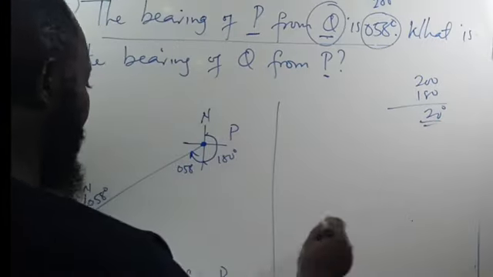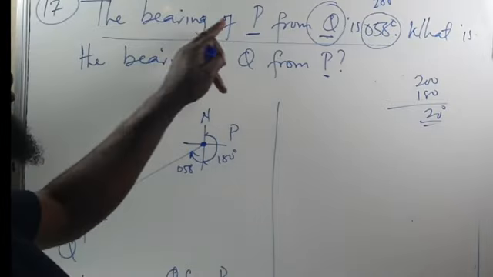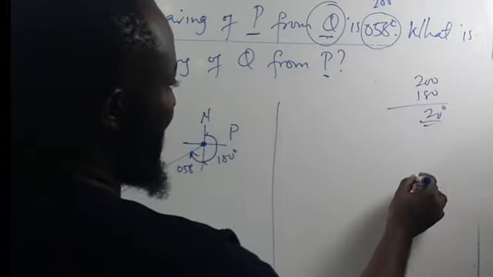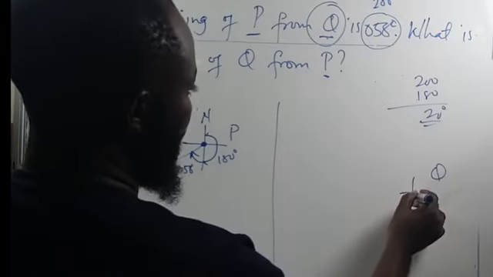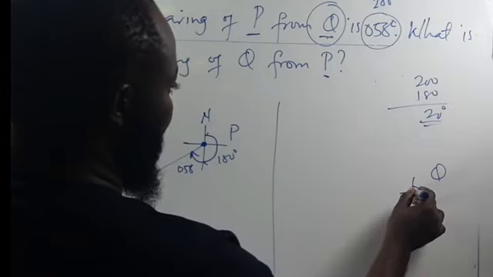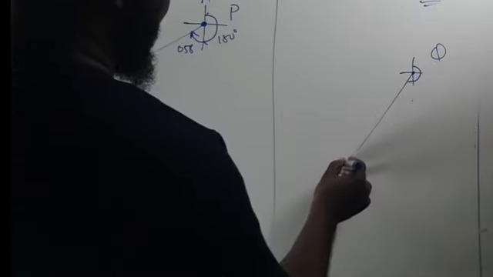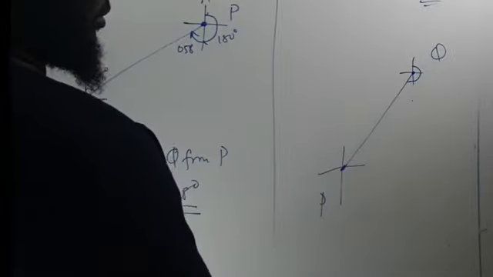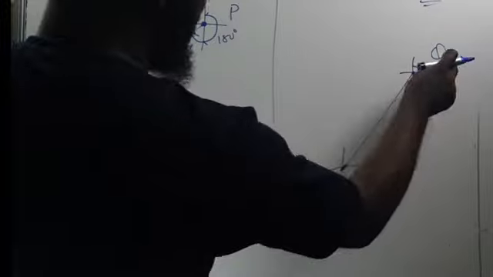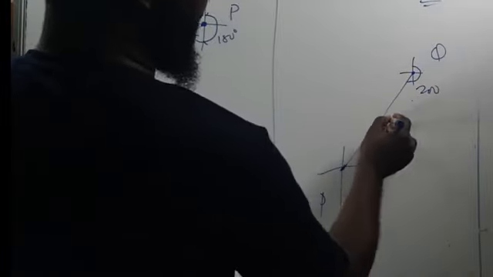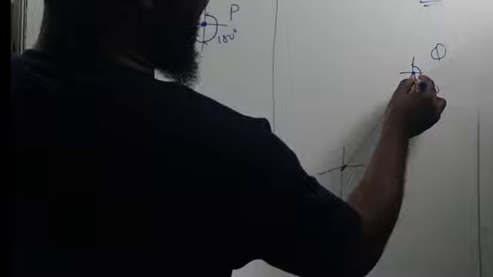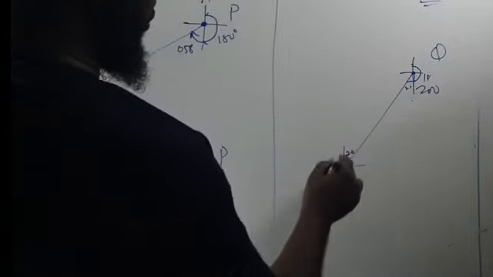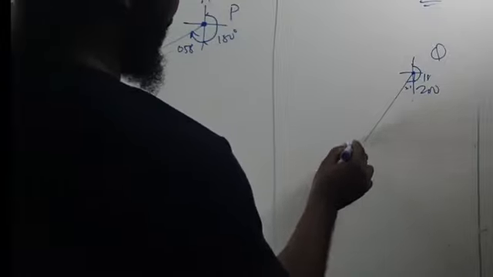So let's see. We're starting from Q. The bearing of P from Q is 200. Don't forget the 200 is somewhere here. So I have my Q here. I'll move 200 to P. And I have to calculate the bearing of Q from P. This is 200 degrees. Now, don't forget from here it's just 180. So this place will be what? 20. This and this 20 are alternate angles. So from P to Q, it is 20 degrees.